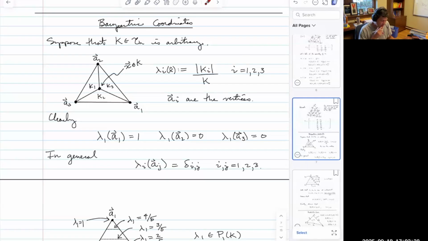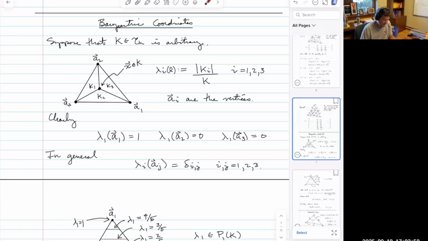Okay, now I want to talk about a useful tool for doing calculations, and it's based on the concept of what are called barycentric coordinates. You may or may not have seen this before. It's a rather simple idea, but it's useful and powerful.